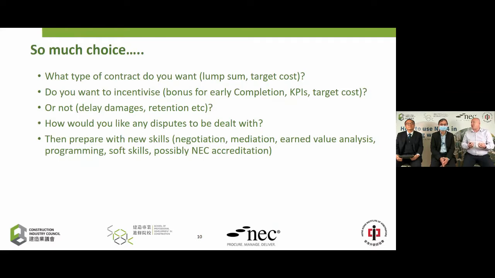What would you like the pricing, the payment mechanism to be? Would you like to pay on a lump sum basis? Would you like to pay on an open book cost reimbursable contract basis? Would you like to pay via target cost? So we don't tell you what to do. We just offer those things up for you to decide what is best in the circumstances.